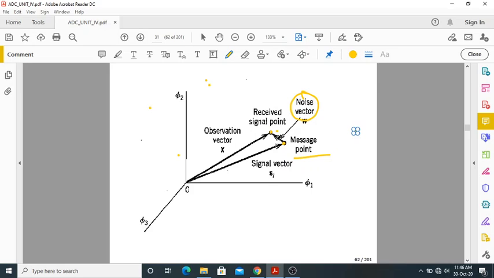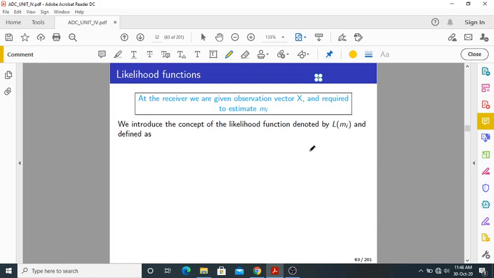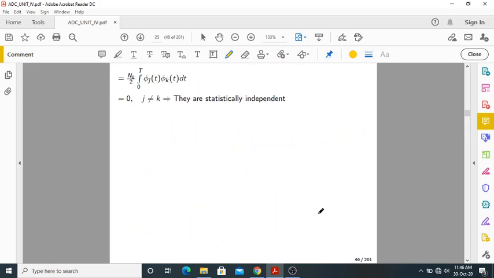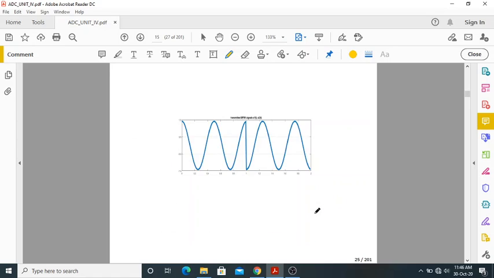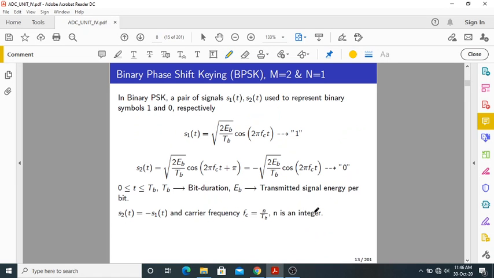their meanings. Now we have to know something about likelihood functions. What is the problem here? At the receiver, we are given the observation vector capital X and we require to estimate Mi. That is the next task, the decoding. Let me go back. I told you at the start that in the receiver there are two parts, namely the detector followed by the decoder.